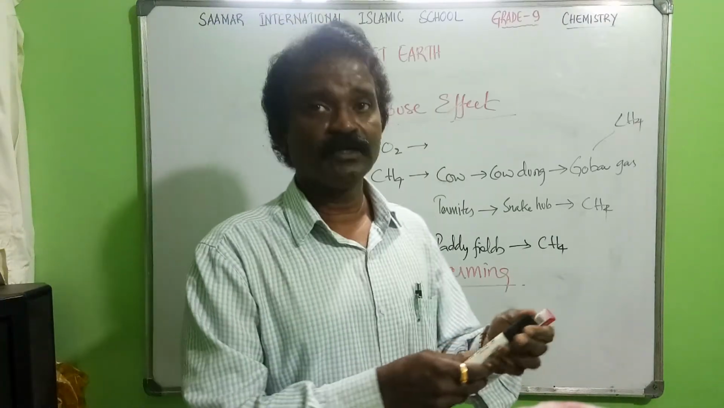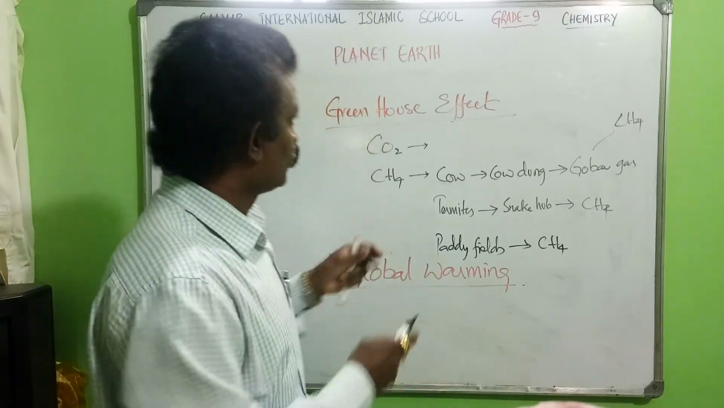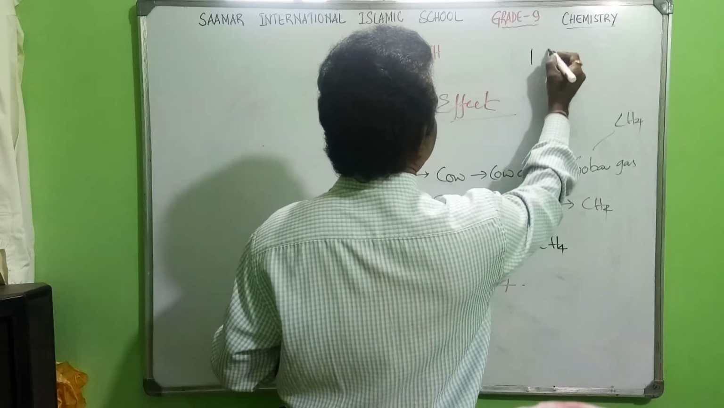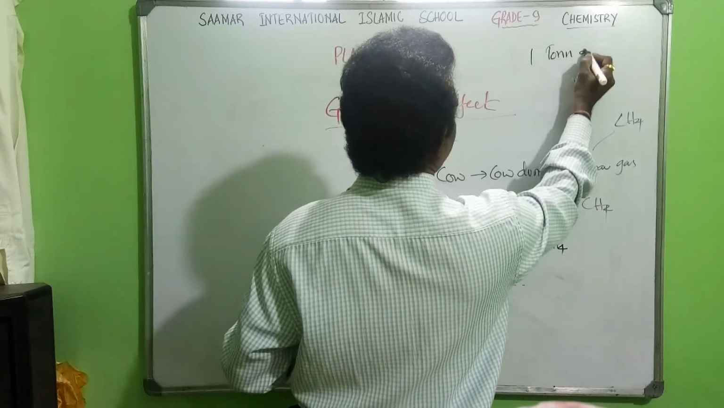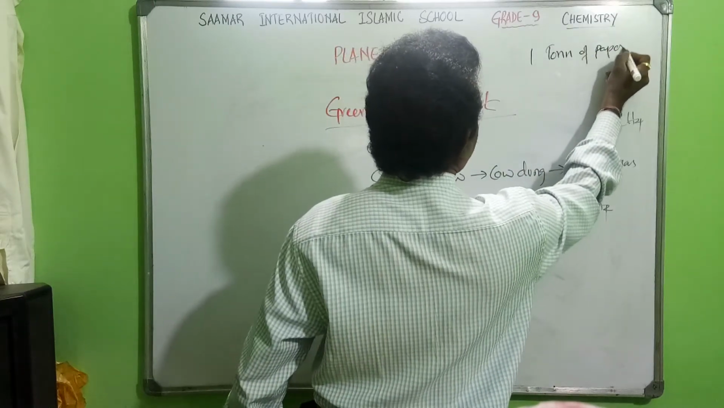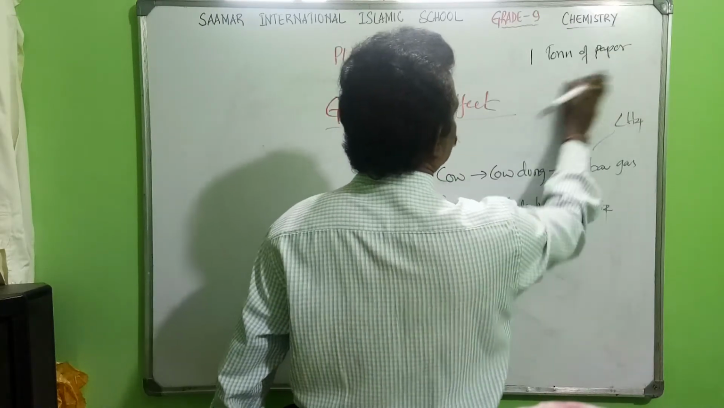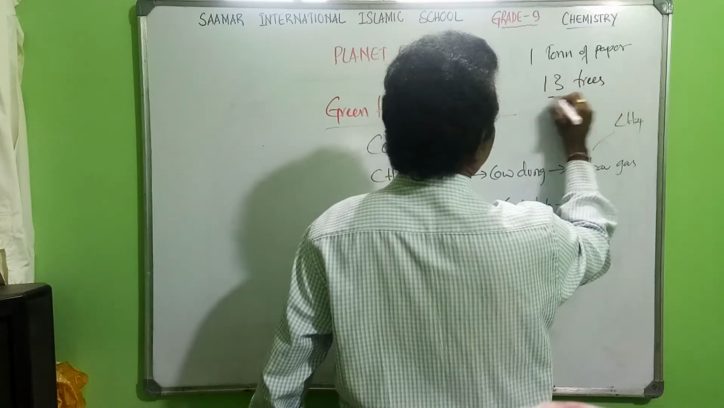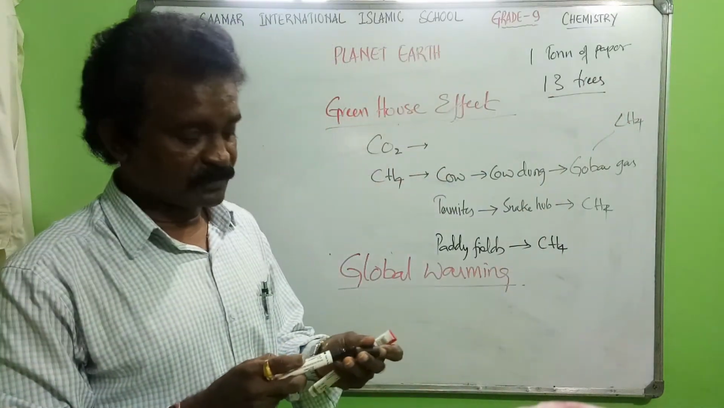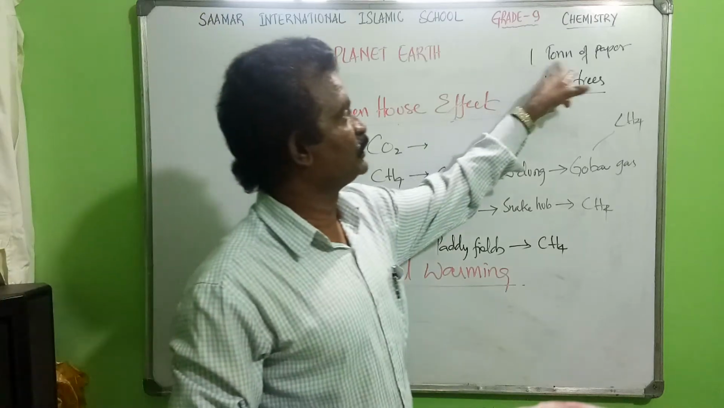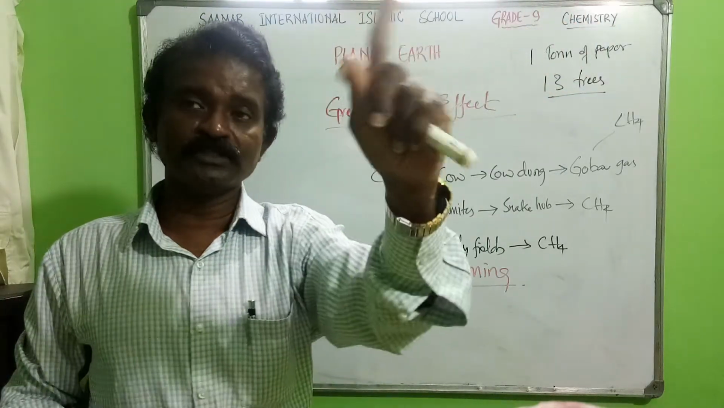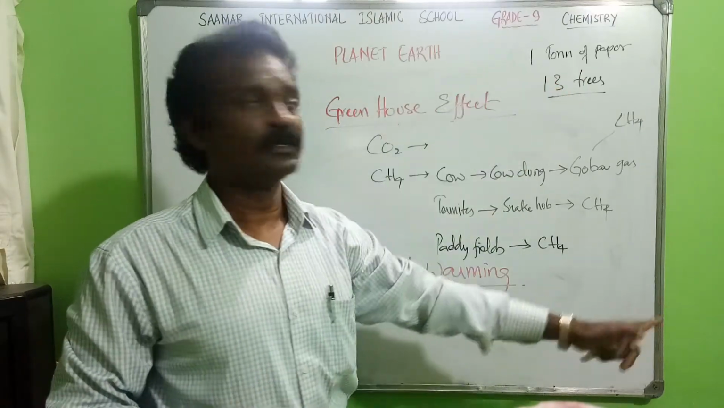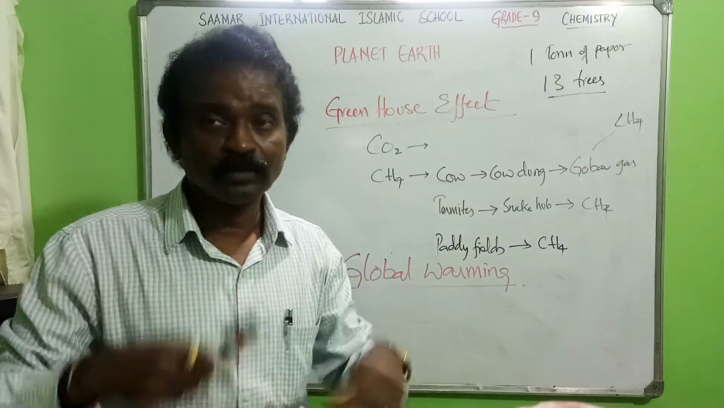See, to make 1 ton of paper, we have to chop 13 trees. Clear? How many trees do we have to cut off? 13 trees for 1 ton of paper. That means each school is taking more than 1 ton. Just think how many schools there are; so many tons of paper are being used throughout the world.